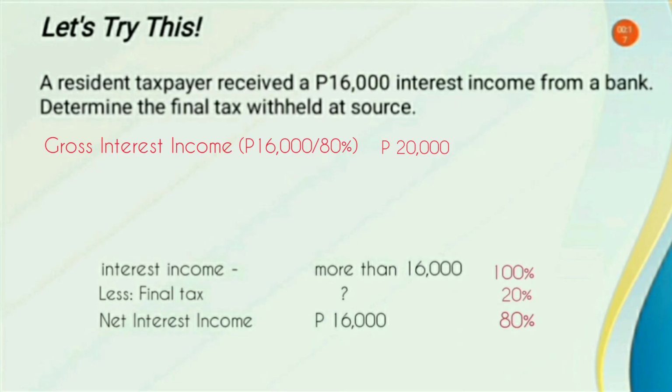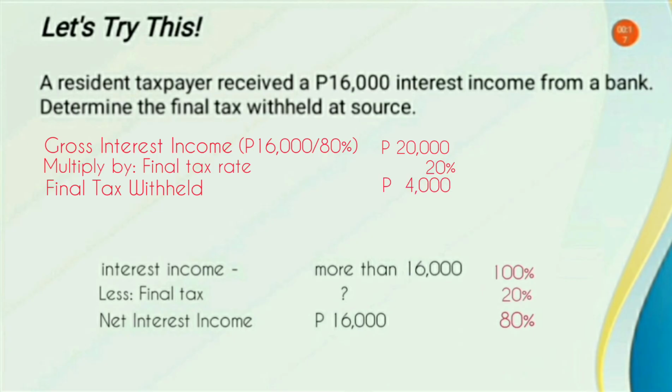So, ang gagawin lang natin is i-multiply natin ang gross interest income na 20,000 by the corresponding final tax rate for interest income, and that is 20%. So, 20,000 times 20%. So, the final tax withheld is 4,000 pesos.